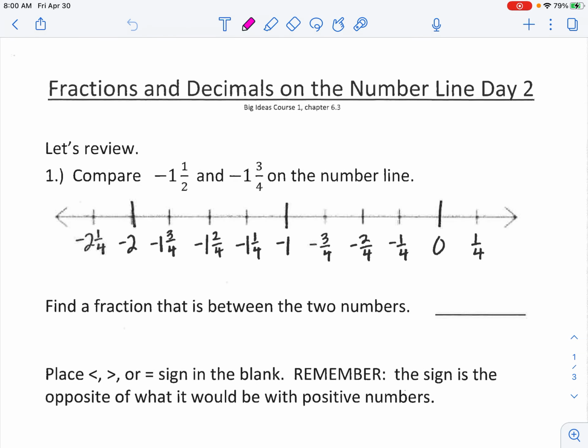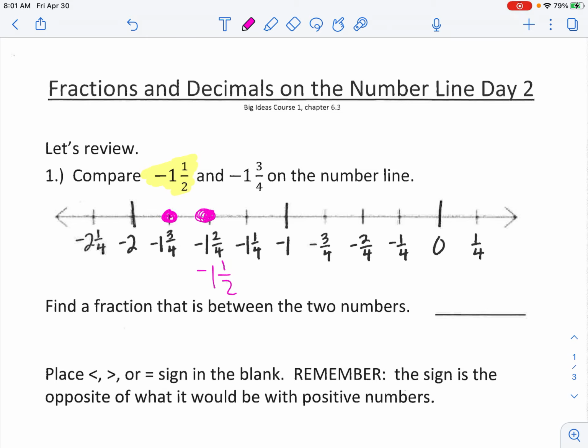So let's review. Compare -1.5 and -1 3/4 on the number line. The first thing that we're going to do is find those two numbers. If I look at -1.5, I don't see -1.5, but I do see -1 2/4, which would reduce to -1.5. So I'm going to graph -1.5, and I'm going to graph -1 3/4.